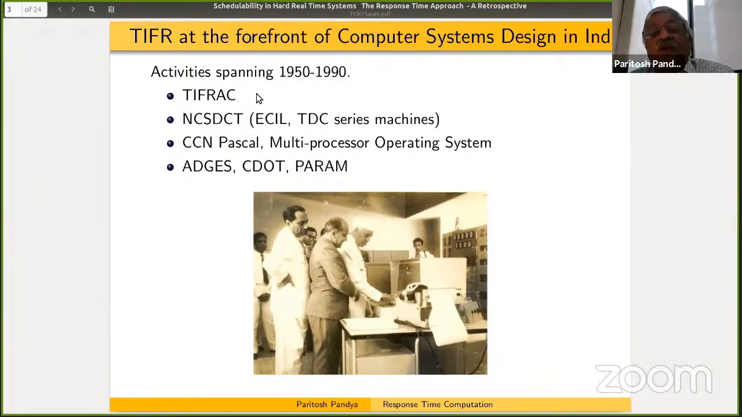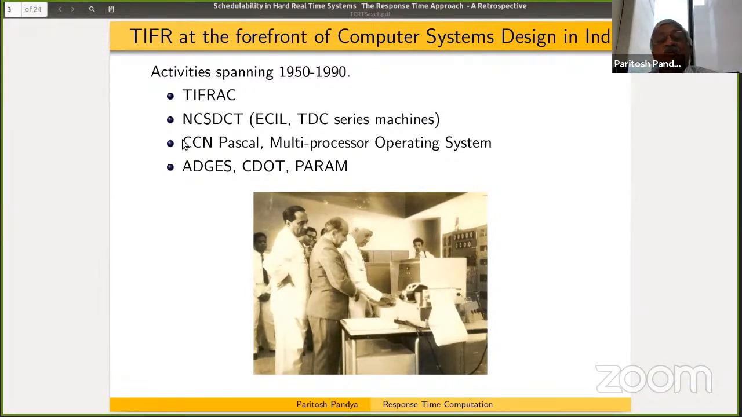The work didn't stop there. The design of computing systems and the related software went on at TIFR. In fact, TIFR was accorded the status of National Center for Software Development and Computing Technologies, and a large number of machines were designed. This included, for example, the Indian clone of PDP-11 machines manufactured by ECIL. And I think TIFR had a role in designing some of the early versions of these TDC computers. And probably we consulted, but Mathai could say a bit more about it.